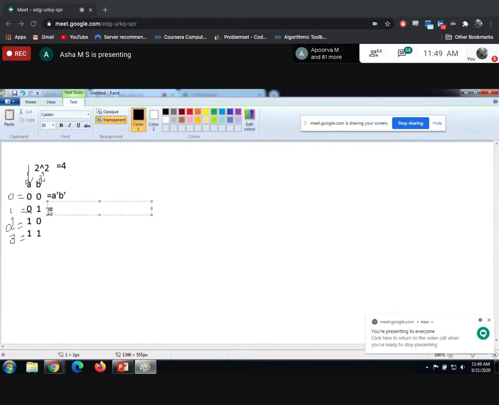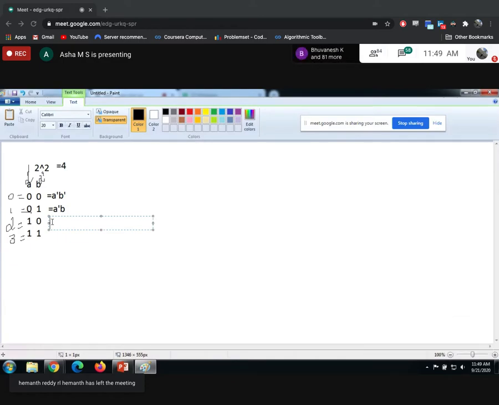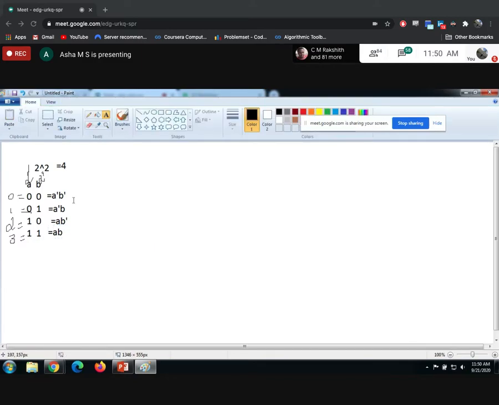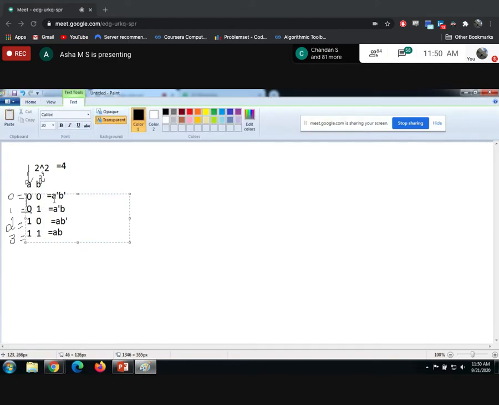Then A dash, B dash. Then this will be written as: A bit is representing 0, that's the reason it is A bar. B bit is consisting of 1, so it is only B. Similarly, A bit is representing 1, it is A. B is representing 0, it is B dash. The next one, both the bits represent 1, 1, so it's AB. So this is the way we are going to represent these bits as min terms.